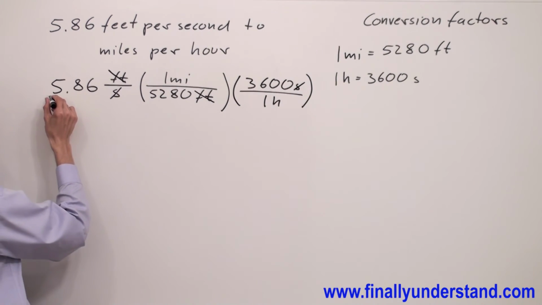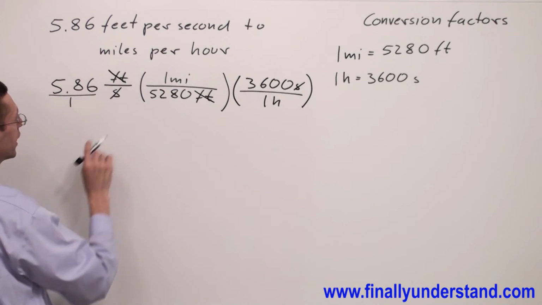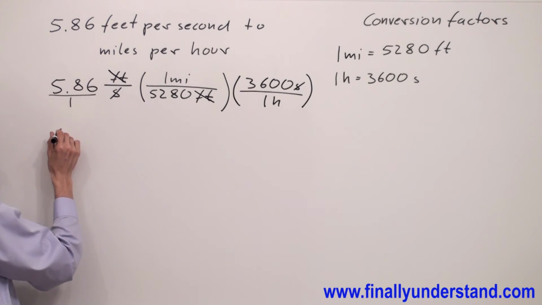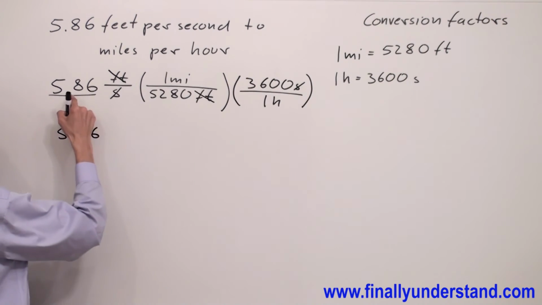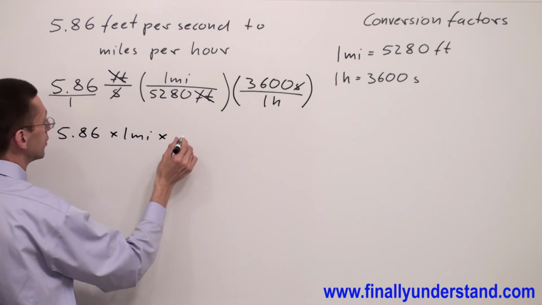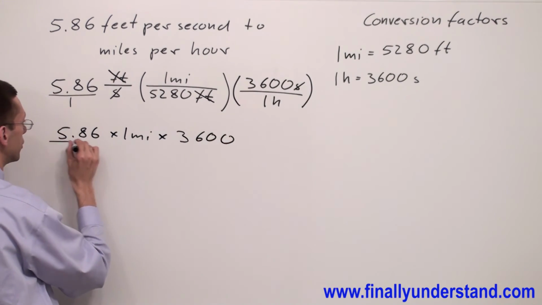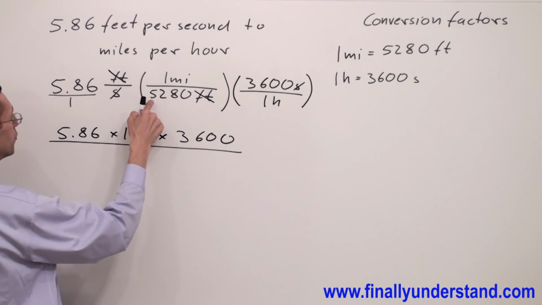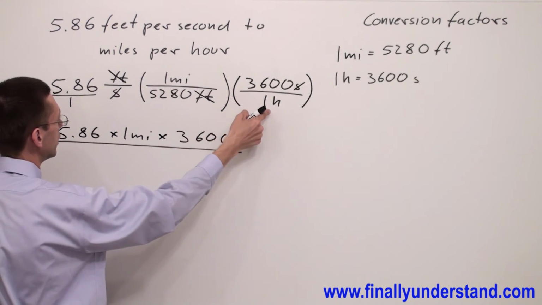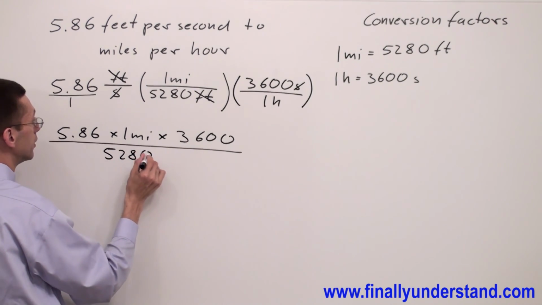Next, keep in mind that we can convert this number to the improper fraction and simply multiply these three fractions together. Numerators by numerators, denominators by the denominators. You are going to have 5.86 times 1 mile times 3,600 over 1 times 5,280 times 1 hour is equal 5,280 hour.